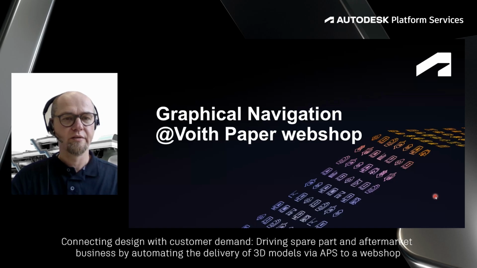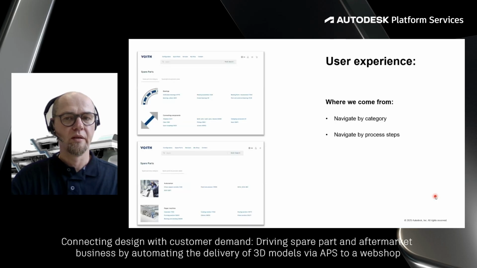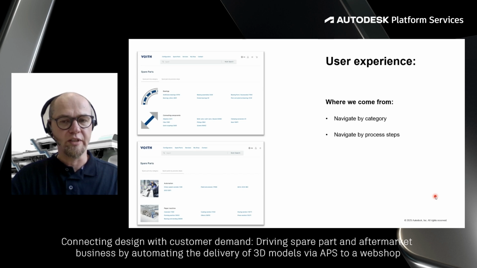Last but not least, graphical navigation at the Voith Paper webshop. Besides the graphical part identification, we thought about how else we can use our 3D models and the APS technology to improve our user experience in the webshop.